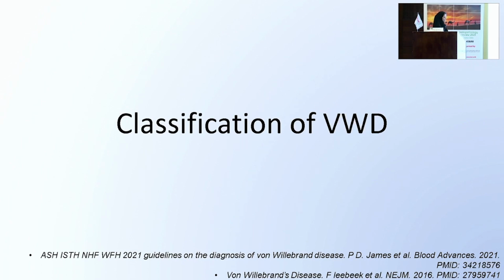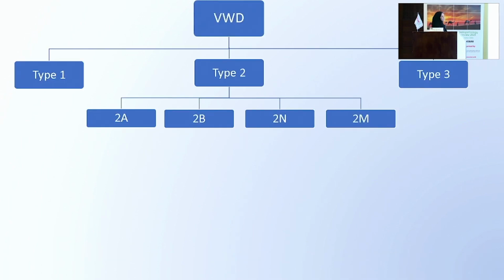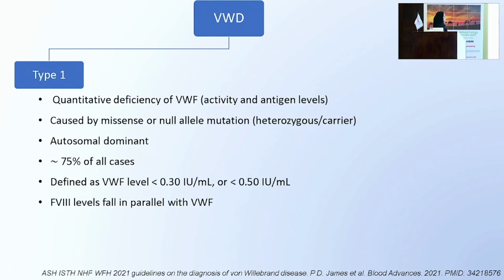Now, classification of von Willebrand: it's classified into 3 types, 1 and 3 being the quantitative deficiency of a normal protein, and type 2 being the qualitative or a defective protein. Now, type 1 is a quantitative deficiency of von Willebrand factor, where there is concordant reduction of both the activity and the antigen. It is caused by missense or null allele mutation, in this case a heterozygous or carrier state, and it's an autosomal dominant disease.